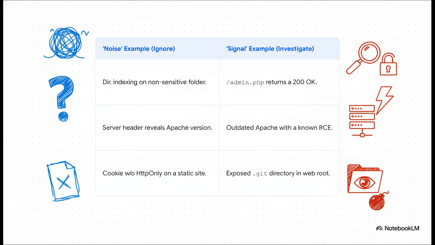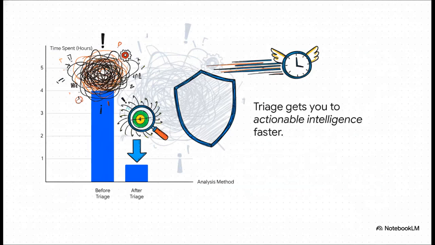But on the right, that's the signal. An admin page that's actually accessible, an old Apache version with a known RCE, an exposed source code repo. One of these is a distraction. The other is a ticking time bomb. And the results are just dramatic. Instead of spending, say, 4 hours painstakingly going through every single line item, a disciplined triage approach can get you to the real, actionable intelligence, the actual risks, in under an hour. You're not doing less work, you're doing smarter, more focused, high-impact work.